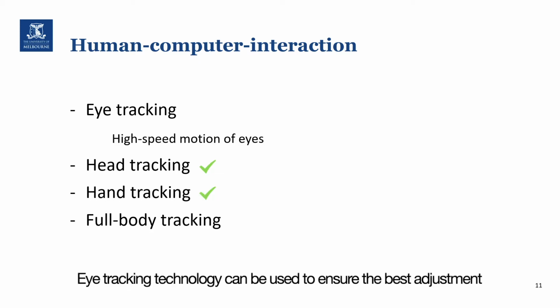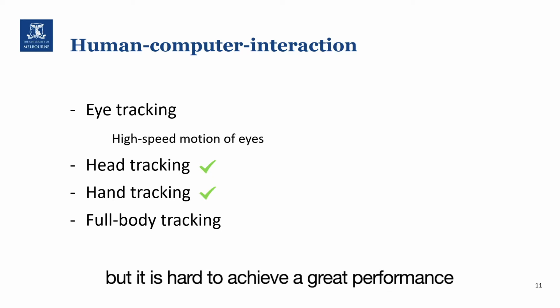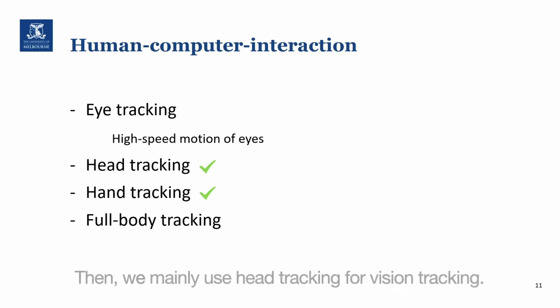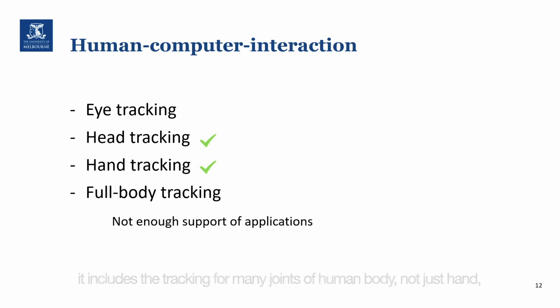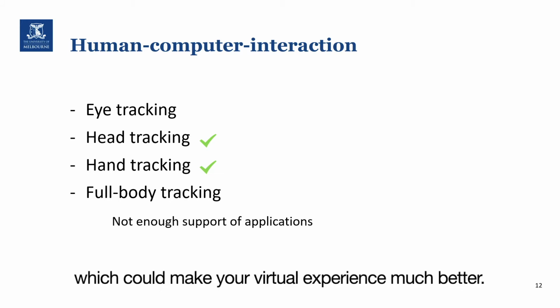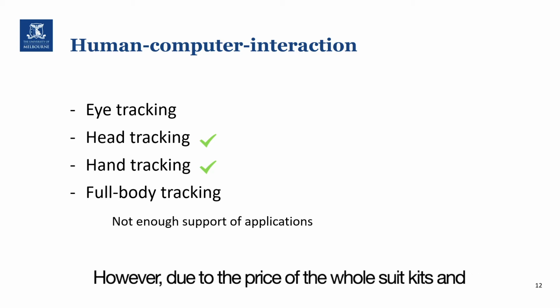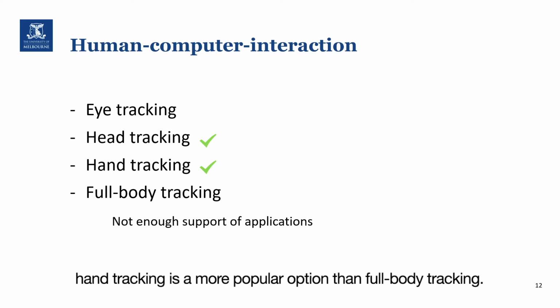Eye tracking technology can be used to ensure the best adjustment of the virtual camera for each eye, but it's hard to achieve great performance because of high-speed eye movement. So we mainly use head tracking for vision tracking. Full body tracking is the best for body tracking because it includes tracking for many joints of the human body, not just the hand, which could make your virtual experience much better. However, due to the price of the kits and because most applications only support hand interactions, hand tracking is a more popular option than full body tracking.